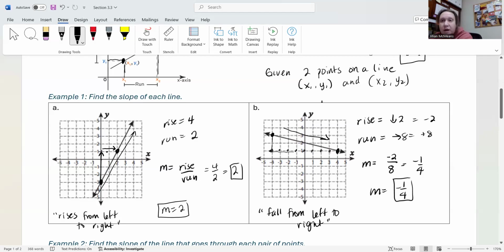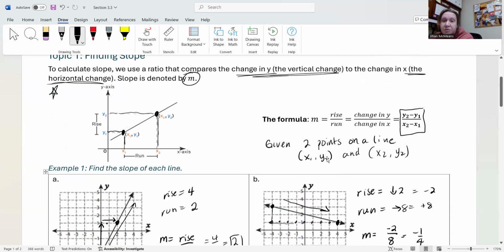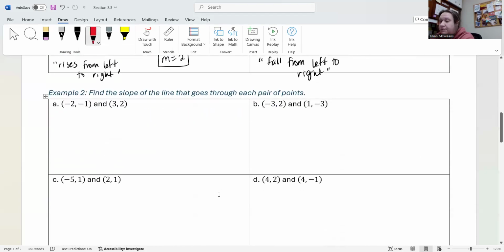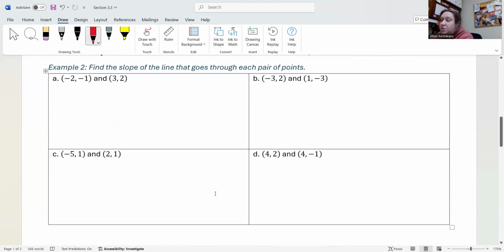Okay, now let's go ahead and look at how to use that formula. So remember here, we've got the formula for slope. This is our formula for slope. We take the difference in our y's, we divide it by the difference in our x's. Remember, rise is up and down, that would be the vertical axis. Run is left and right, which would be the horizontal axis, so it's going to be y over x. So let's go down and look at example 2. Example 2 says find the slope of the line that goes through each pair of points.